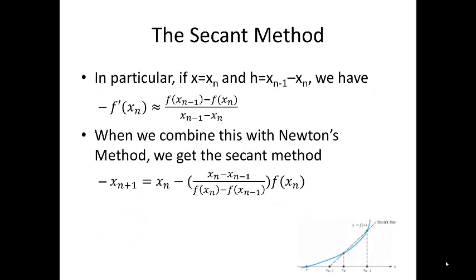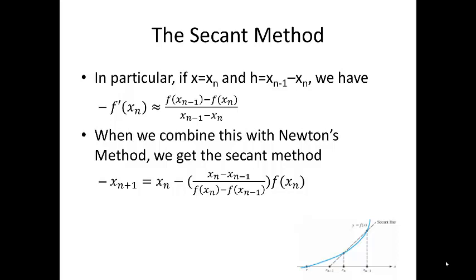So in particular, if x is equal to x_n and h is x_{n-1} minus x_n, then we can get the following formula for f' at x_n. The name of this method is taken from the fact that the right member of this first equation is the slope of the secant line of the graph of f. Of course, the left number here, the derivative, is the slope of the tangent line to the graph of f.